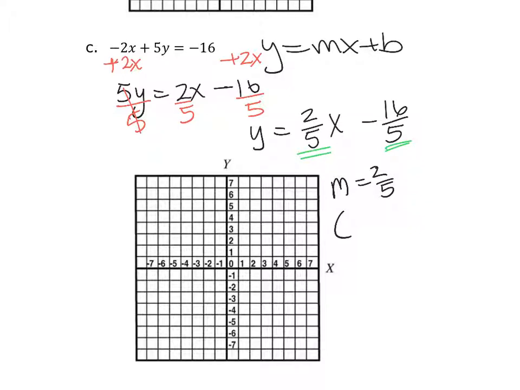So my y-intercept will be (0, -16/5). And this is one of those times where I'm going to turn this into a mixed number because it's much easier to graph a mixed number than 16/5. So it will be negative, and 5 goes into 16 3 times, 1 left over. So my starting point would be negative 3 and 1/5, and my slope is 2 over 5.